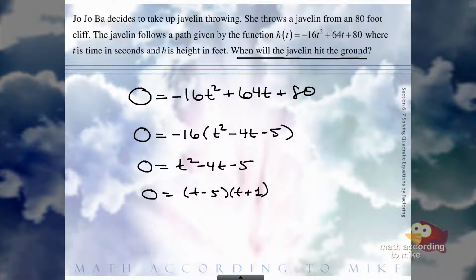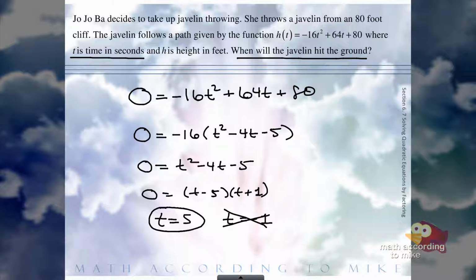Setting each factor to 0, the first factor would say t is 5, and the second factor would say t is negative 1. Well, since t is time in seconds, can time be negative? Nope. So we reject the negative 1 answer. It's extraneous. So even though negative 1 does satisfy the equation, it does not make sense. So some of these word problems, you might have extraneous answers. t equaling 5 is totally fine. So at 5 seconds, the javelin hits the ground.